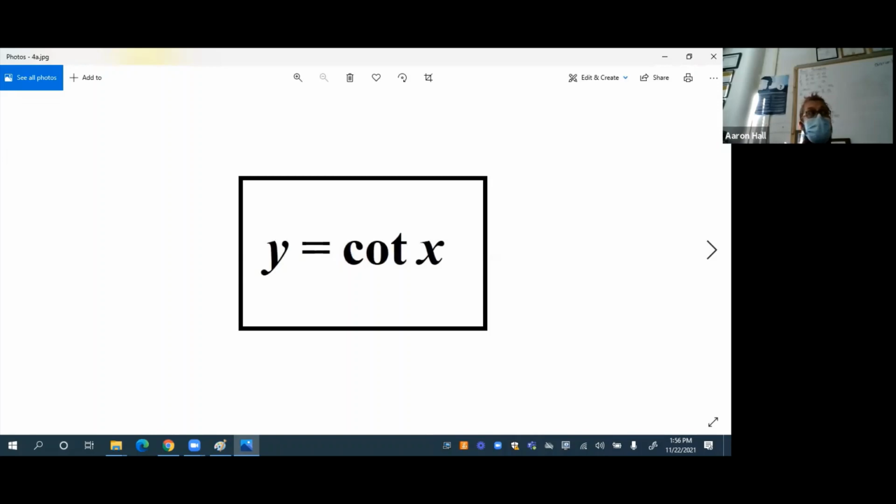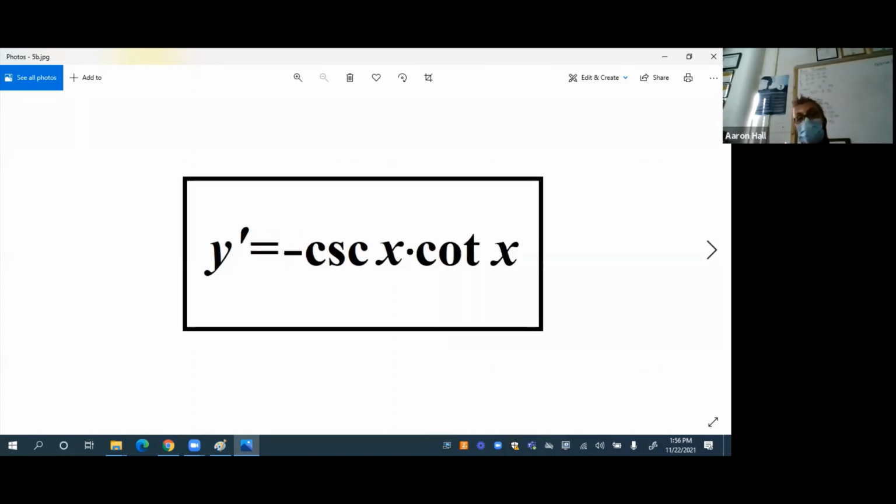Am I going too fast? Okay, so the derivative of cotangent of x is negative cosecant squared of x, correct. All right, the derivative of cosecant of x? Negative cosecant of x times cotangent of x. Yeah, negative cosecant of x times cotangent of x.